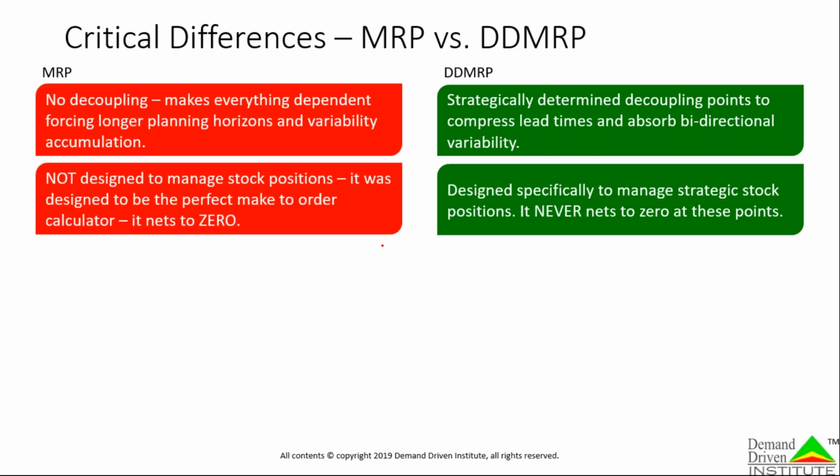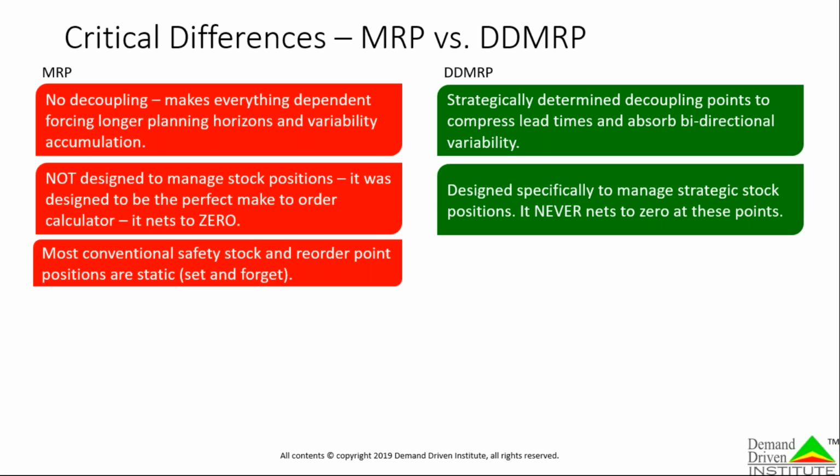MRP is trying to net you to zero everywhere, all right? And by the way, safety stock just becomes the new zero, okay? But DDMRP never will net you to zero. In fact, if you're at zero at your decoupling point, you're not decoupled anymore by definition.